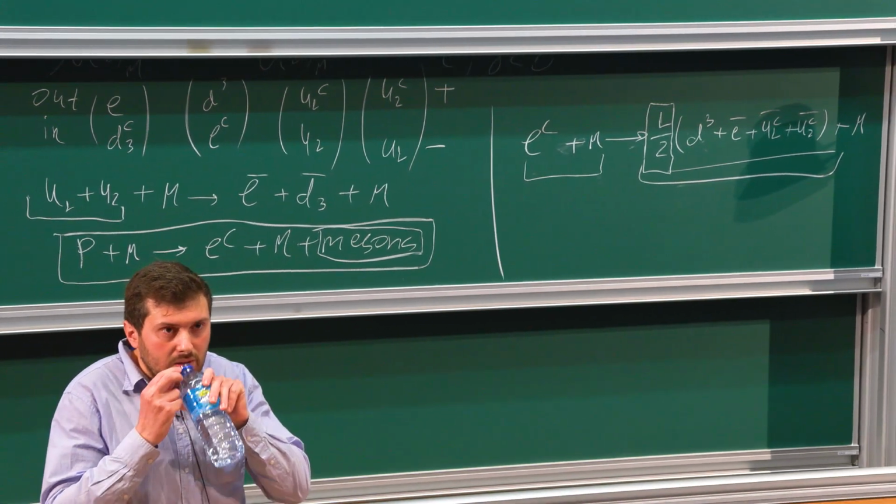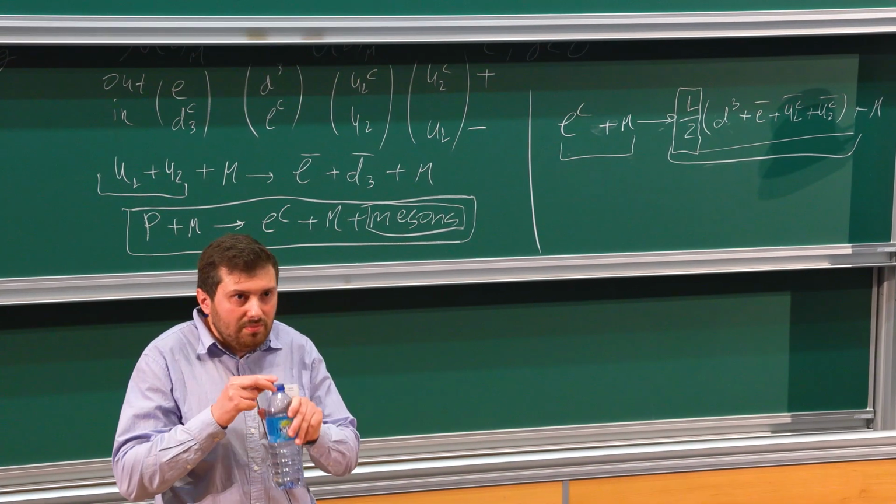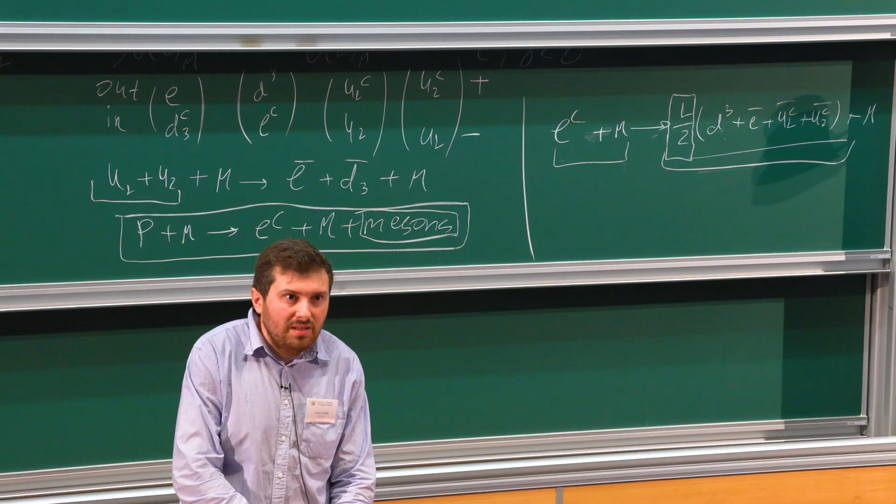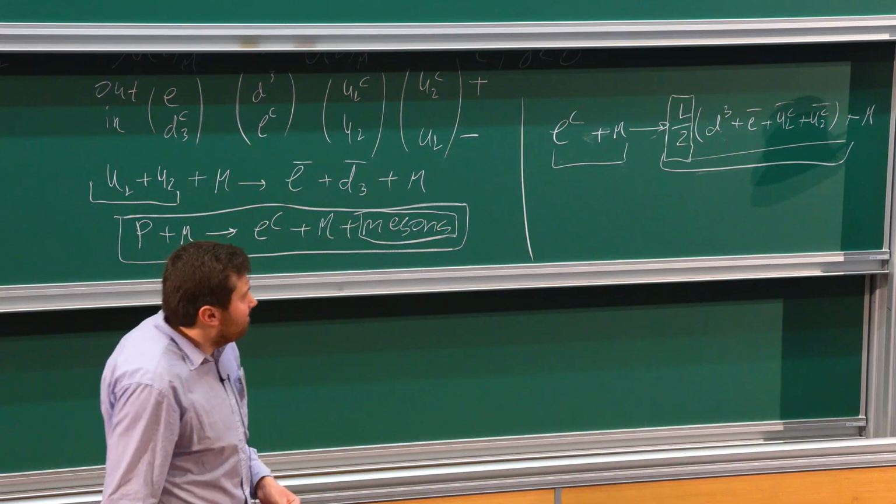Yeah, I guess E^c is the left-handed bi-form made out of the right-handed guy, and the E-bar is the left-handed electron where you take conjugation. Yes, exactly. Okay.